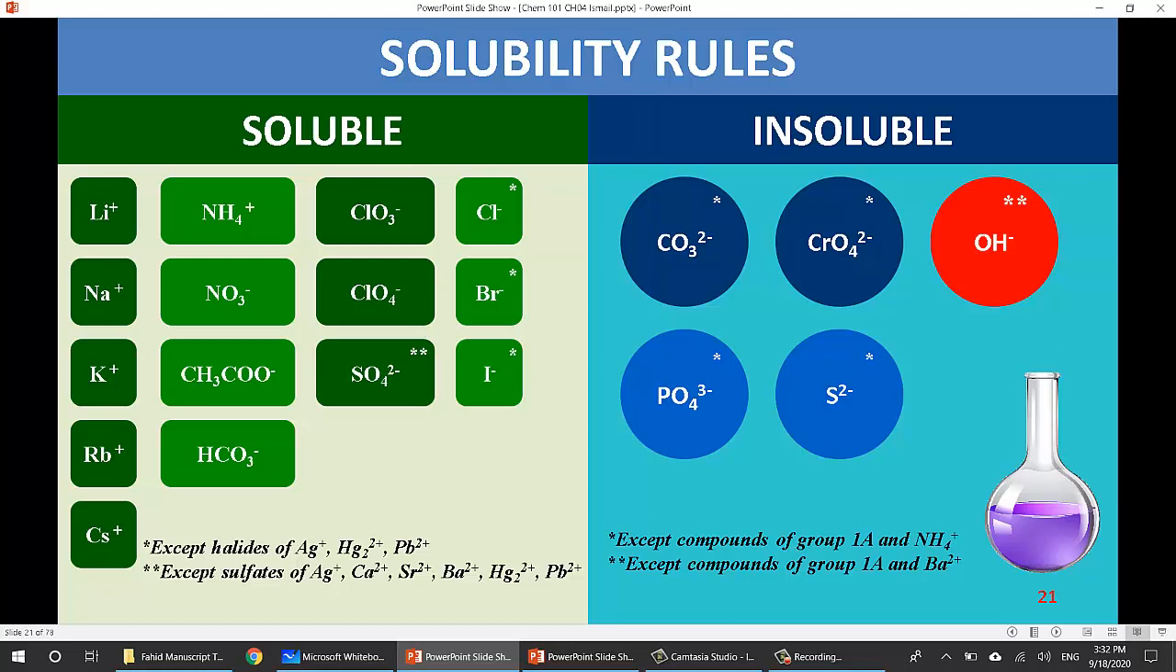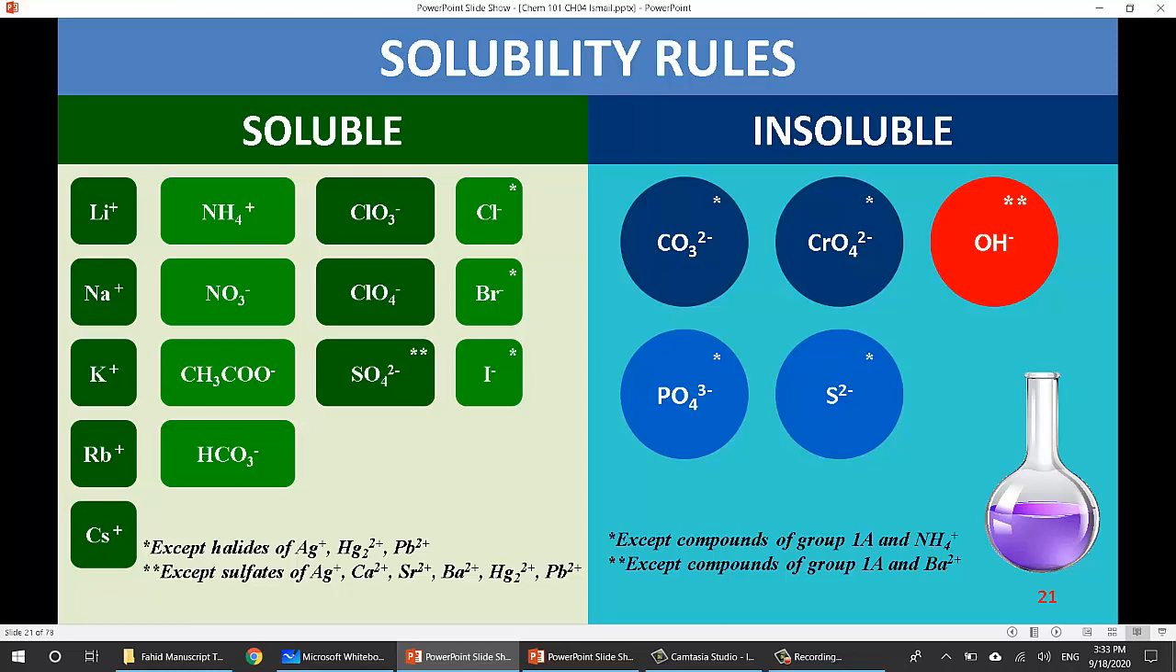So we start with the soluble ones, the green ones. All group 1 ions, lithium, sodium, potassium, rubidium and cesium, are all dissolved in water. Also the halides Cl minus, Br minus and I minus, not F minus, they are soluble. That's why NaCl is soluble, because it contains Na plus and Cl minus, and they are both soluble. You see, it's easy.